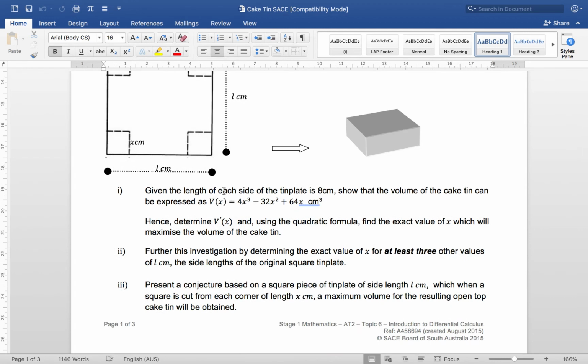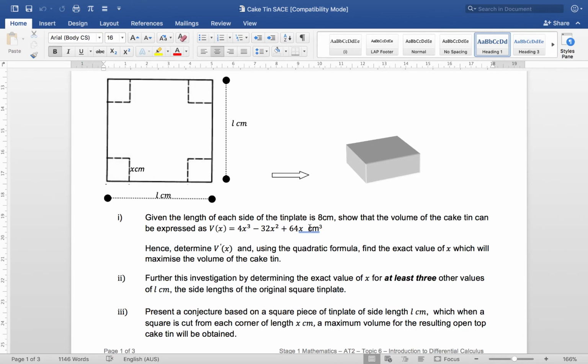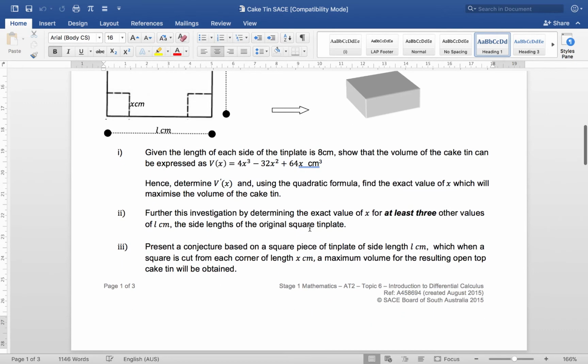You need to then find the derivative of this formula, and when you find the derivative of this formula, it will actually come out as a quadratic. So you need to then find the exact value of x, which will maximize the volume of the cake tin. So remember, use a sign diagram for that, and you're looking for a local maximum. You'll get 2 values out from the quadratic formula, one of which will be a local minimum, and the other will be a local maximum. You're looking for the local maximum.